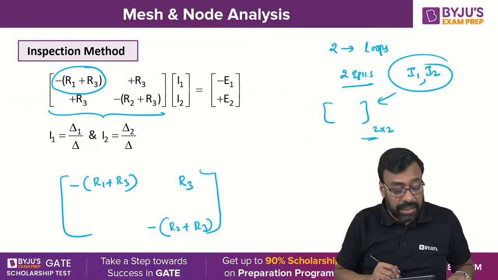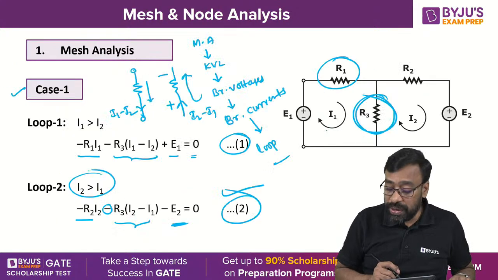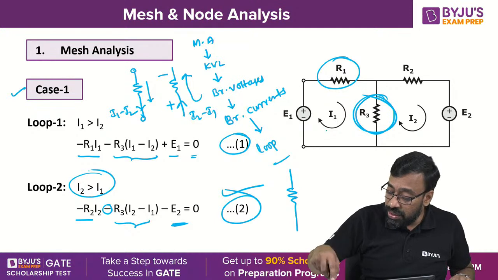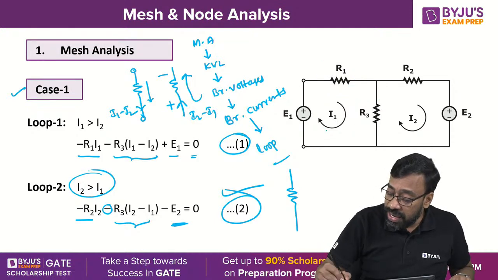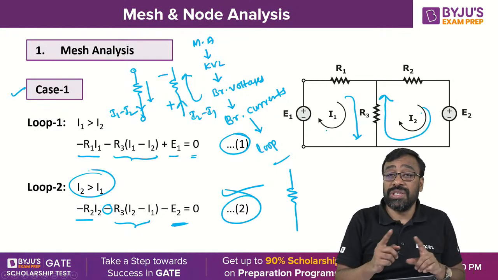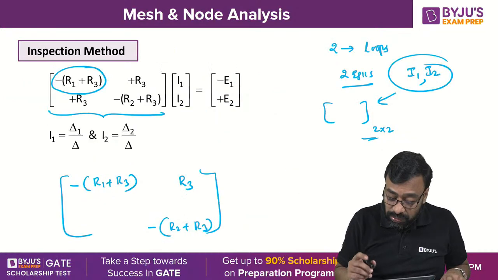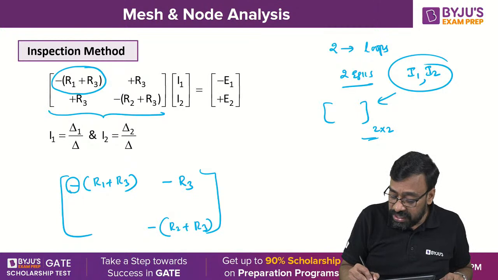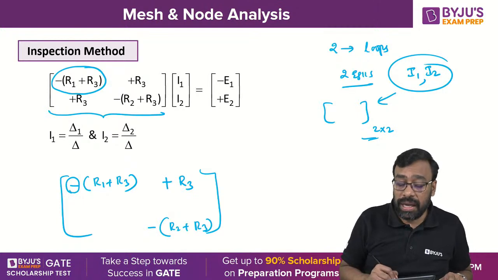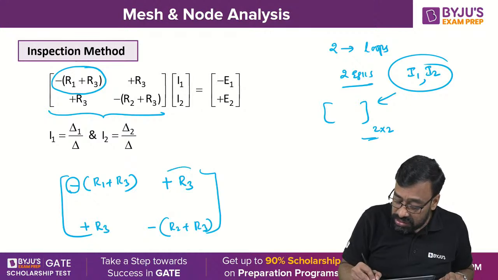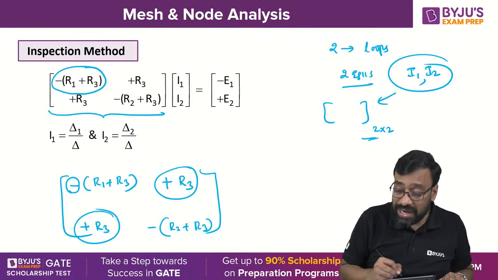But now, in the common element, how are the loop currents flowing? Look at this. I1 is flowing in the downward direction, I2 is flowing in the upward direction. Both are flowing in opposite directions to each other. That is why you maintain the opposite sign to the diagonal element. That is why it is plus. Similarly, this will also become plus R3.